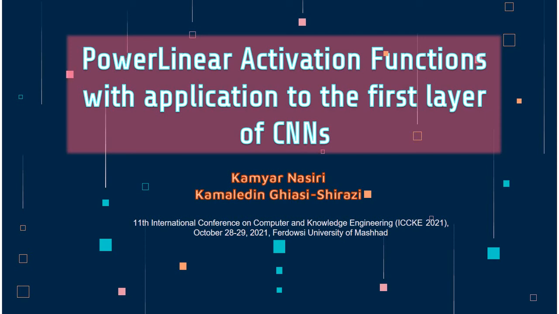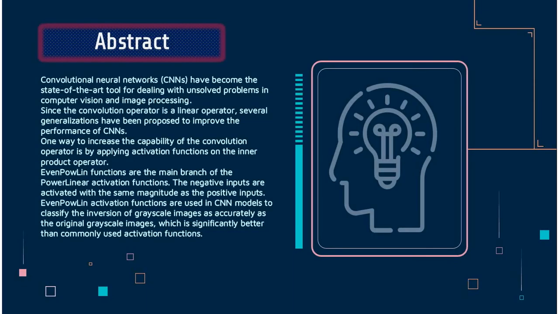Our paper is about a new activation function called PowerLinear, which can be applied to the first layer of CNNs. Let's start. CNNs are a class of deep neural networks that process imagery data. They utilize the convolution layer as the main operator, which mimics primary visual cortex cell operation.